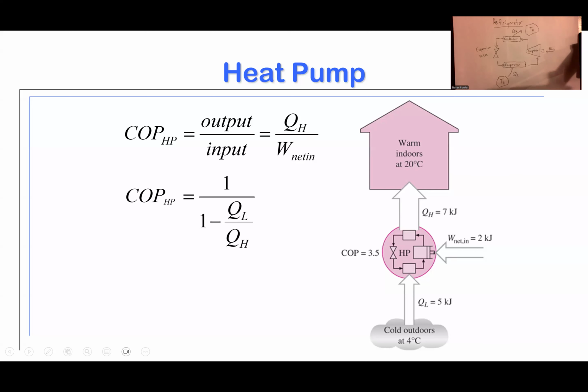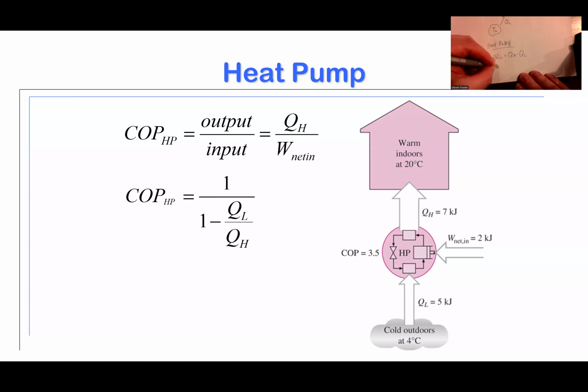So mathematically, a heat pump is the same thing as a refrigerator. As far as the mathematics go, your first law still looks like this: your work in is still going to be QH minus QL. The only difference is how we measure its performance.